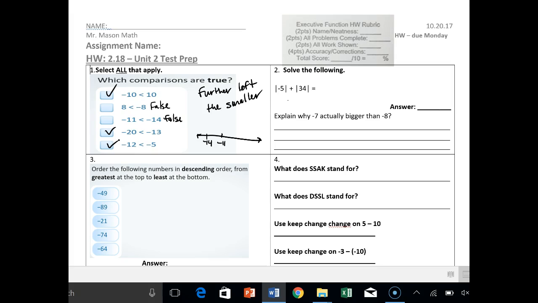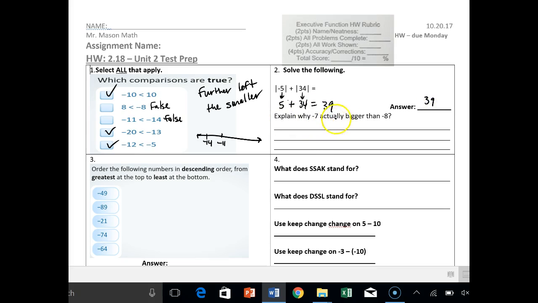Number 2, the absolute value of negative 5 plus the absolute value of 34. Remember, absolute value is always positive, so the absolute value of negative 5 is 5 plus the absolute value of 34 is 34, not negative 34. So your answer there is 39. So put it on the answer line, please.